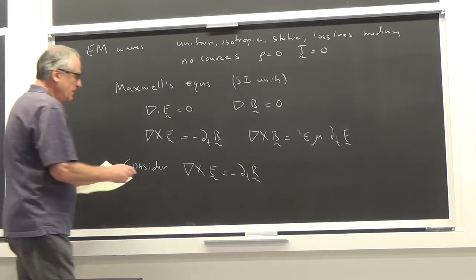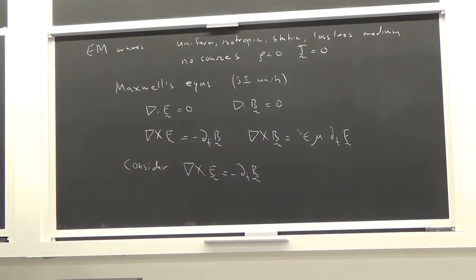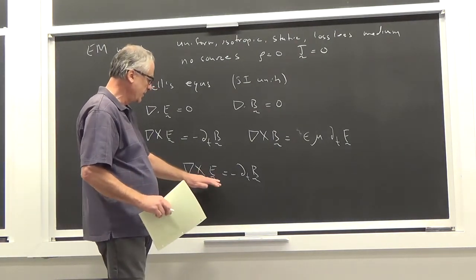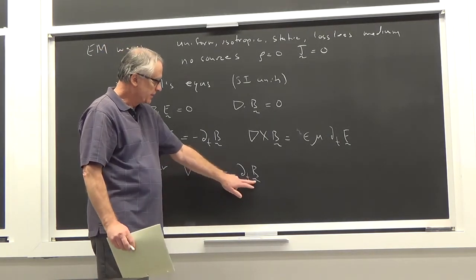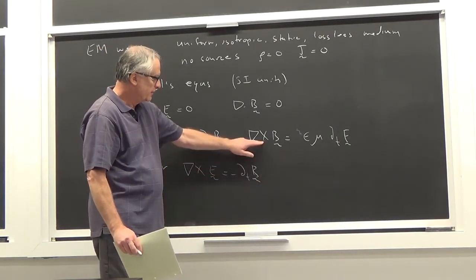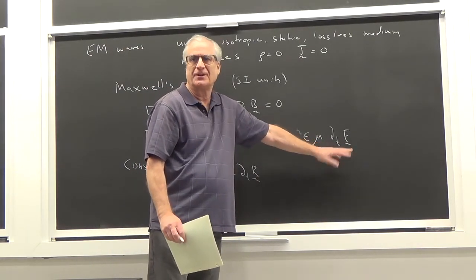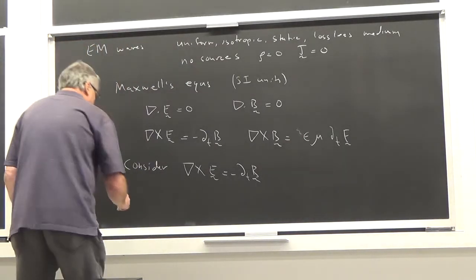I'm going to take the curl of both sides. Why do I do that? Well, okay, just bear with me. I'm looking kind of ahead. I want to get, say, a wave equation for the electric field. So I need to get the electric field over here. I know if I take the del cross B, I'm going to get the electric field over there. So maybe that's going to work out. So let me take the curl of both sides.